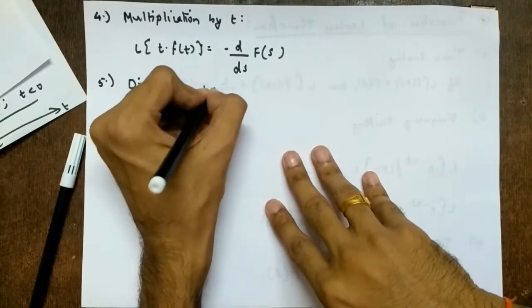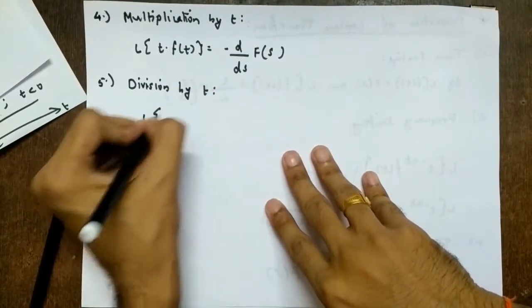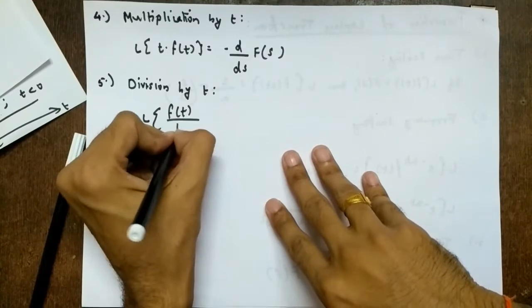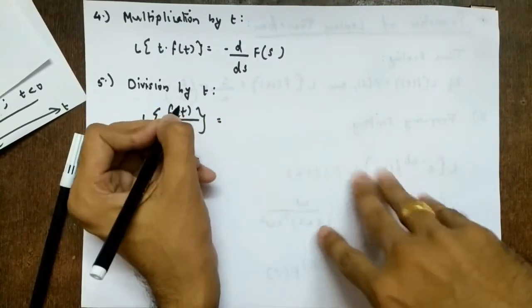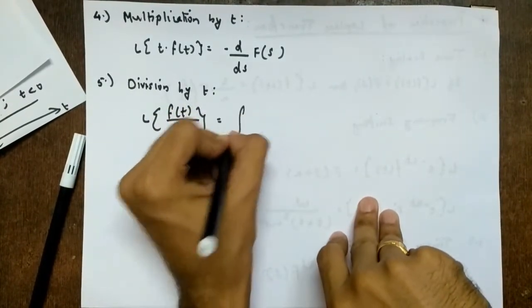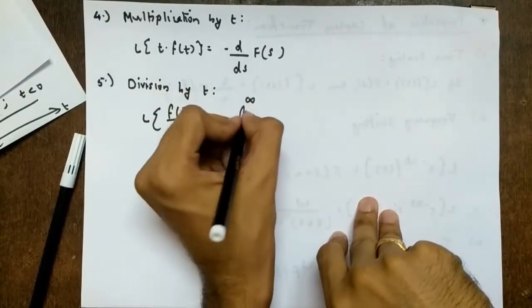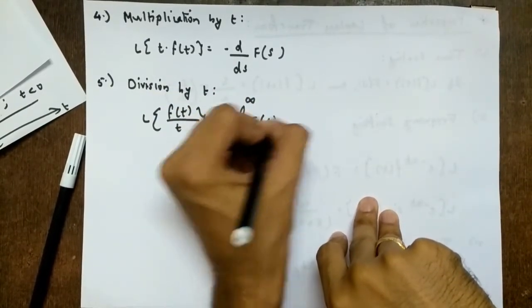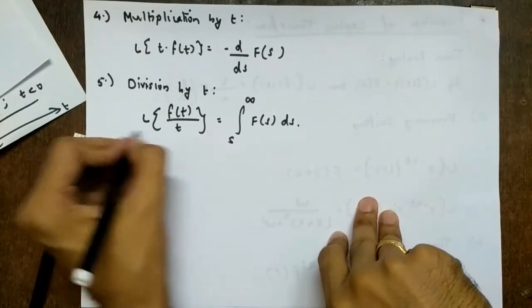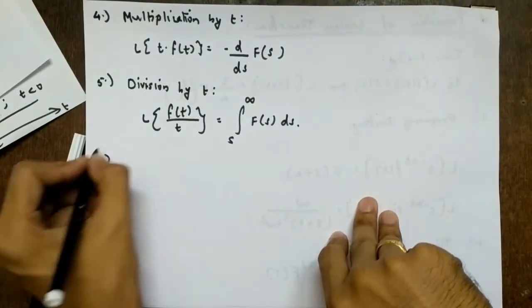Then we have division by t. So the Laplace transform of f of t by t, if you solve using the definition, you will find that it is the integral from s to infinity of F of s ds. So this is not that important.